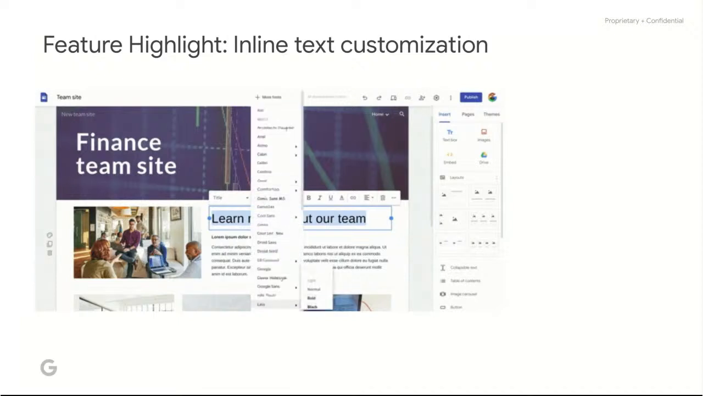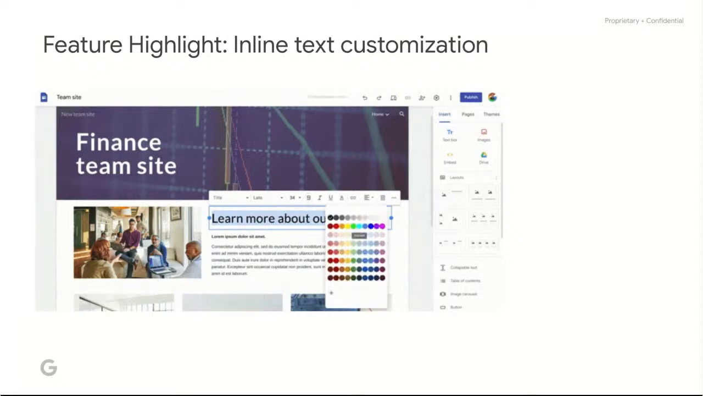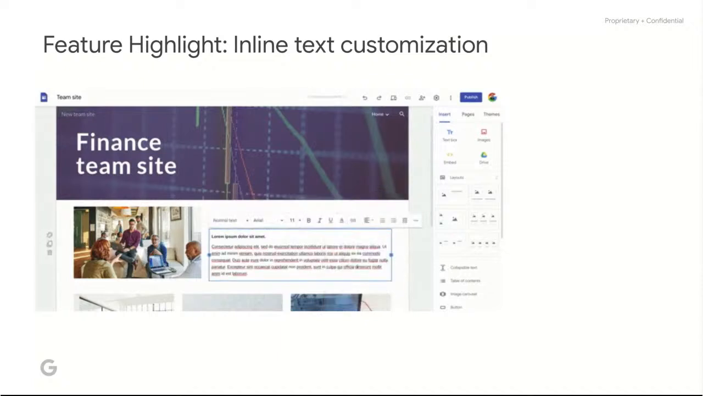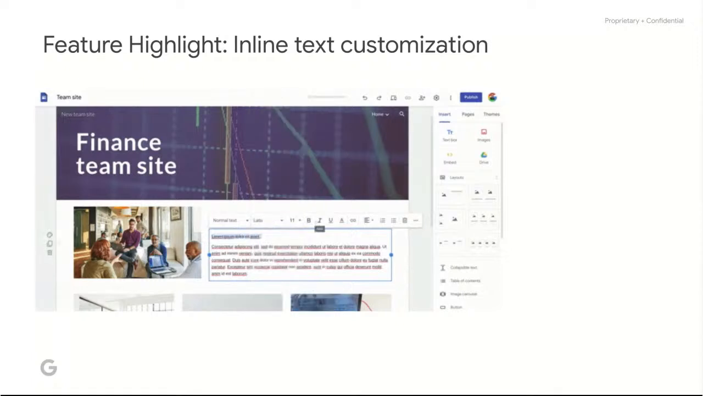Inline text customization. Any sort of customizations that you're used to seeing in something like a Google Doc or Google Slides is available to you in Google Sites. So after you drop in that text, you can adjust typefaces and colors, and you have the ability to customize that in any way that you'd like.